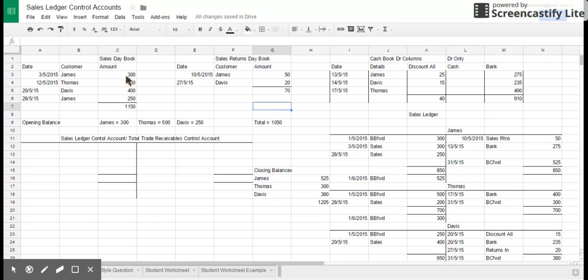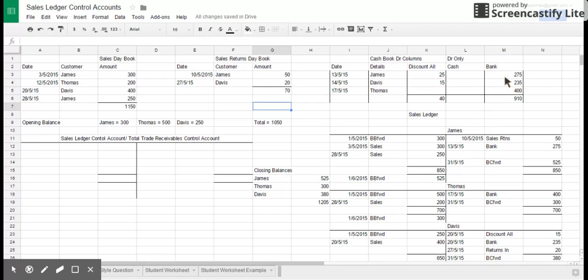So what you're already familiar with is, for example, here we've got a customer called James, and James bought £300 worth or $300 worth of goods, and he bought them on the 3rd of May. So we've got a debit entry in James's account of $300, and that debit entry has been made because James is now an asset and owes us some money. You can also see here that James has returned some goods to us, so that's going to reduce the amount of money that James owes us. So that will be a credit entry in James's account, because obviously it will be a debit entry in the sales returns account.